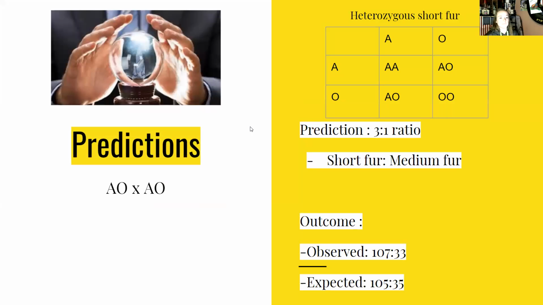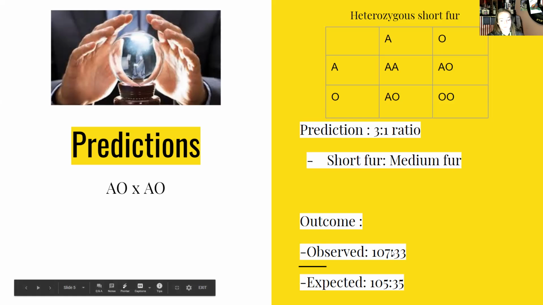So here's a couple of the predictions. Here's the first cross that I did with a heterozygous short fur mouse with an A and an O allele. As you can see here, this double O allele is where our medium fur mouse comes into play. If you look right here, you have an A and O allele, but this mouse comes out to be short fur instead of medium fur, since the short fur overall dominates the medium fur. Our prediction for this cross would be a 3-to-1 ratio, 3 being short fur, 1 being medium fur. Our observed outcome was 107 to 33, when our expected was 105 to 35, which is very similar.